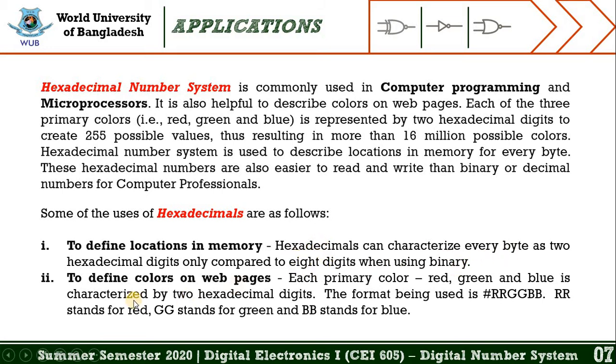Next one, to define colors on web pages. Each primary color such as red, green and blue is characterized by two hexadecimal digits. The format being used is hashtag RRGGBB. RR stands for red, GG stands for green and BB stands for blue. So let's move into the next slide.